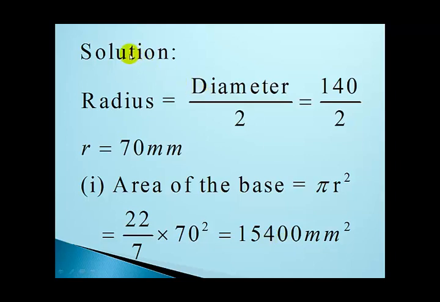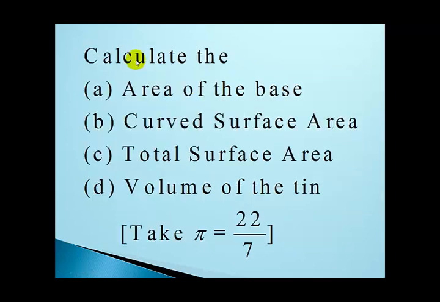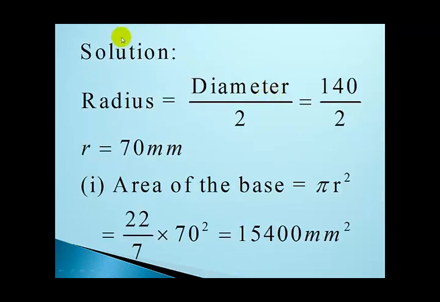Now from the question, you were asked to calculate the area of the base. Solution. From the question, we were given the diameter but not the radius. But we know that the radius is equal to the diameter divided by 2. From the question, the diameter was given to be 140. So when we divide the diameter by 2, that is 140 by 2, the answer is 70 millimeters. So the radius of the base is equal to 70 millimeters.